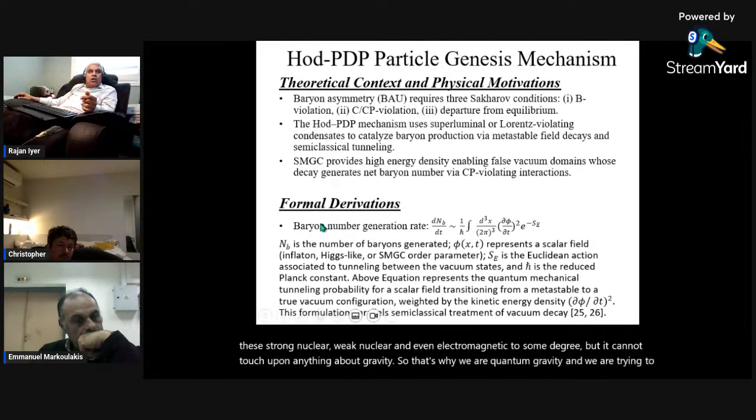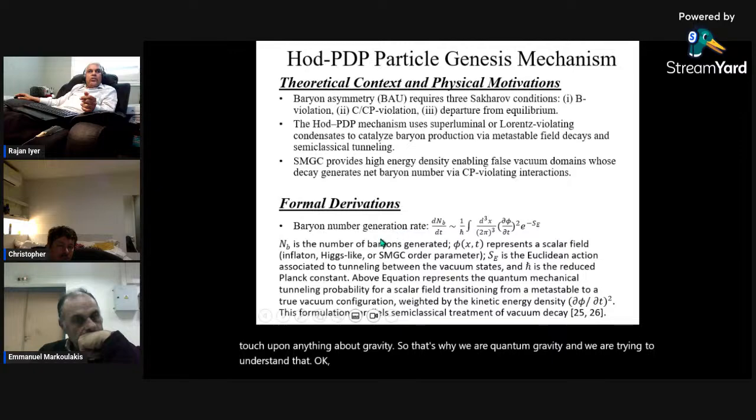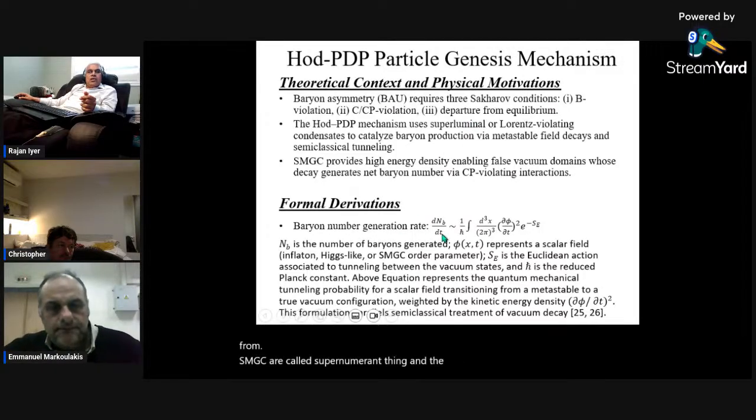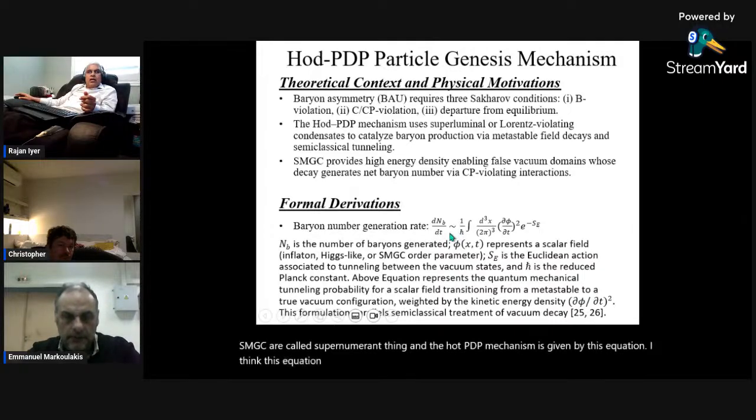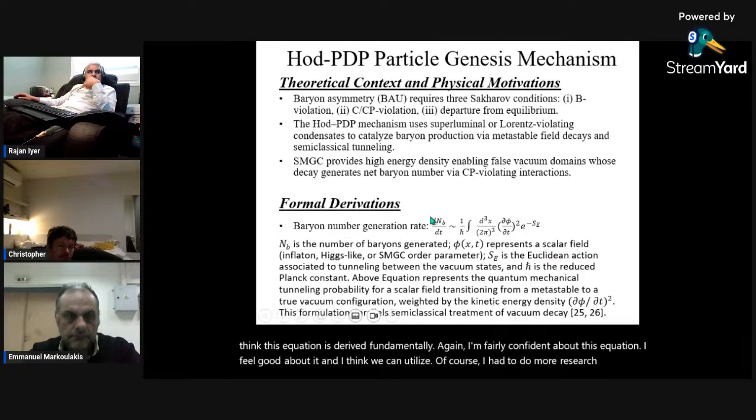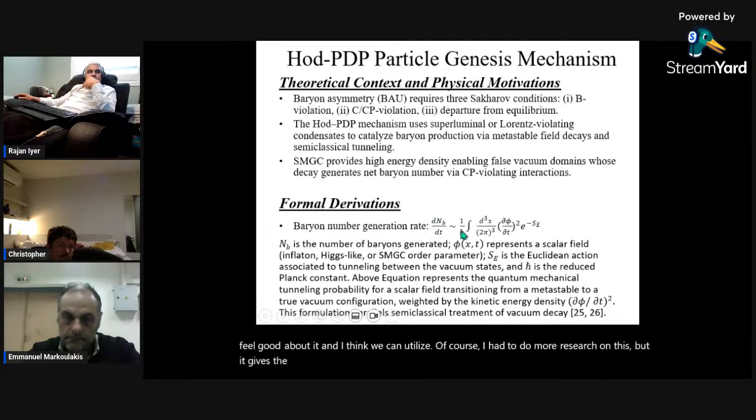Okay, so the formal derivation of this baryon, how the baryon can be generated from this SNGC, what I call superluminal thing, and the hot PDP mechanism is given by this equation. I think this equation is derived fundamentally. Again, I'm fairly confident about this equation. I feel good about it. And I think we can utilize, of course, I had to do more research on this, but it gives how the baryon generation is dependent on the field, as well as what I call the Euclid action things.